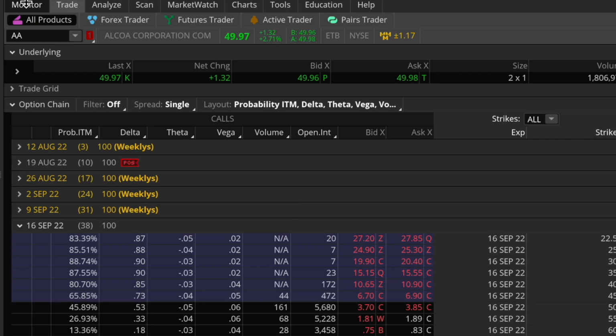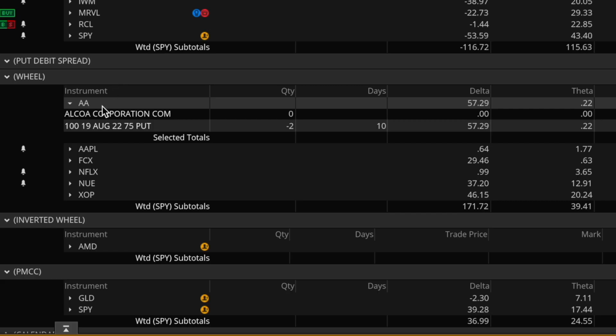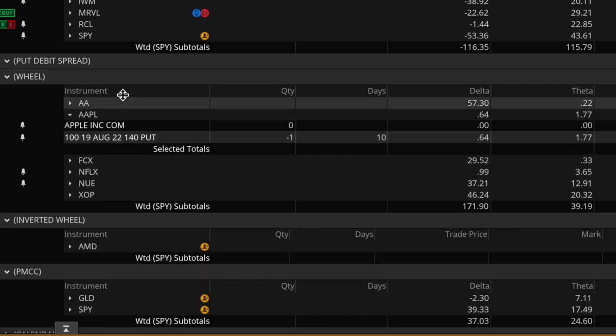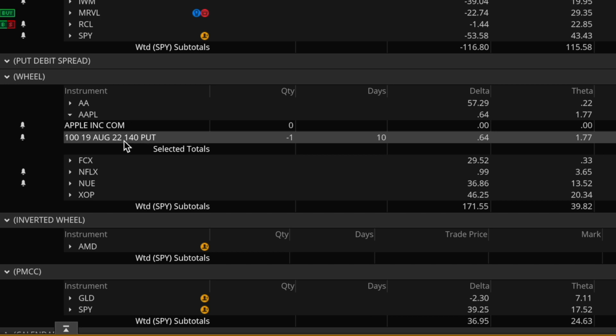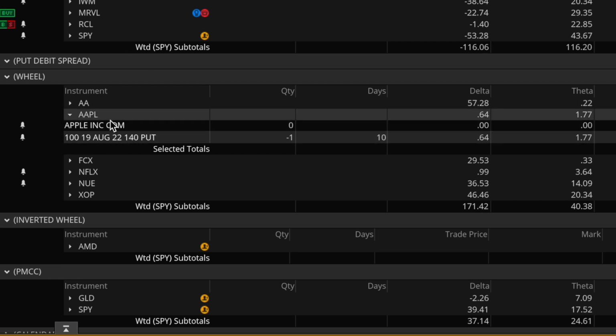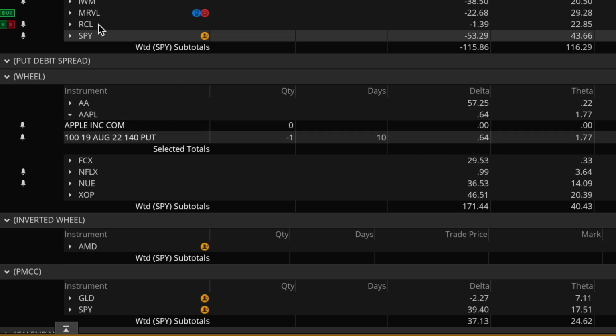So we'll come back to the monitor tab and go to the next one here. In which case, this one is my Apple wheel strategy position. So for this trade, as you can see, I'm short one contract, 140 strike put option with the same August 19th expiration cycle.